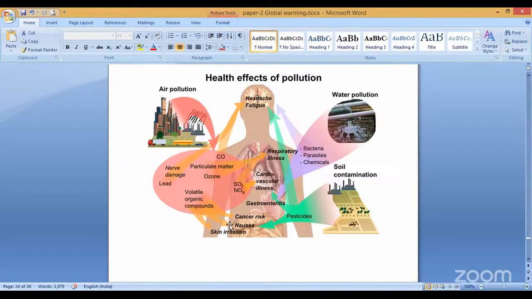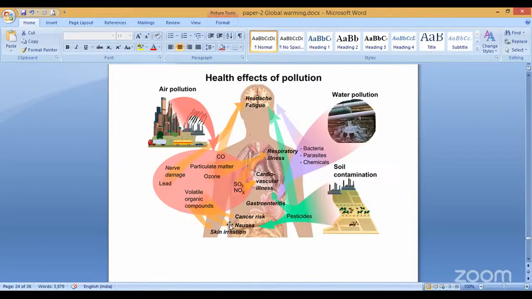Due to air pollution, nerve damage will happen. The particulate matter, ozone compounds, volatile organic compounds, sulfur compounds, and nitrogenous compounds can directly enter into our lungs. It can also affect the cardiovascular system and cause respiratory diseases, headache and vertigo, and sudden brain tumors. Eye effects, ear effects, and hair fall will happen, all the things will happen.